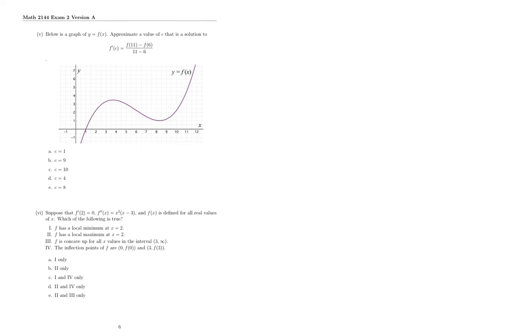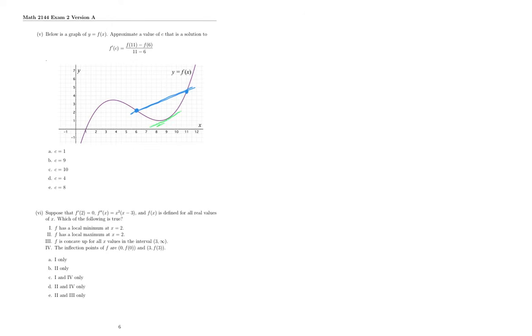So for the next one, it asks me to approximate what value of c is there a solution to this, f of 11 minus f of 6. So I'm looking at 11 and f of 6. So that's here. And so the slope of that is my secant line.